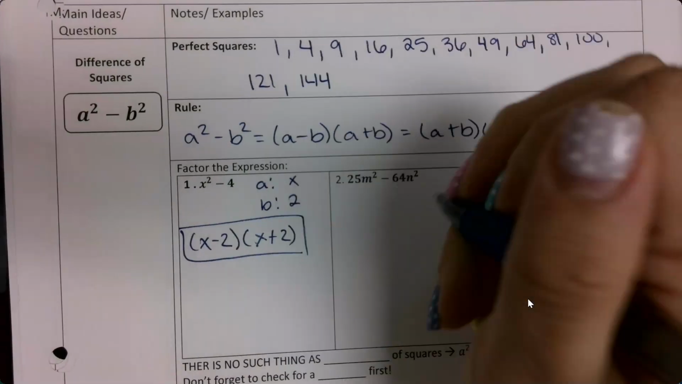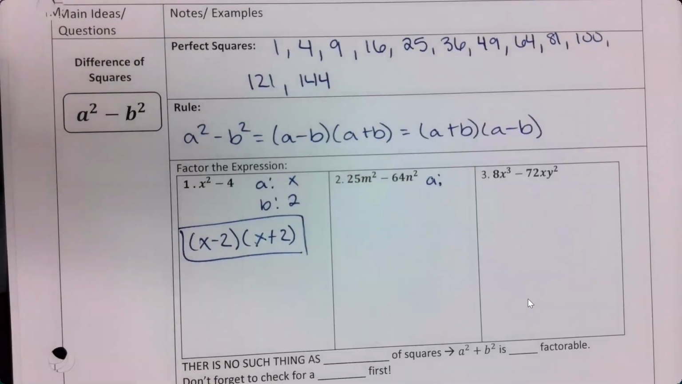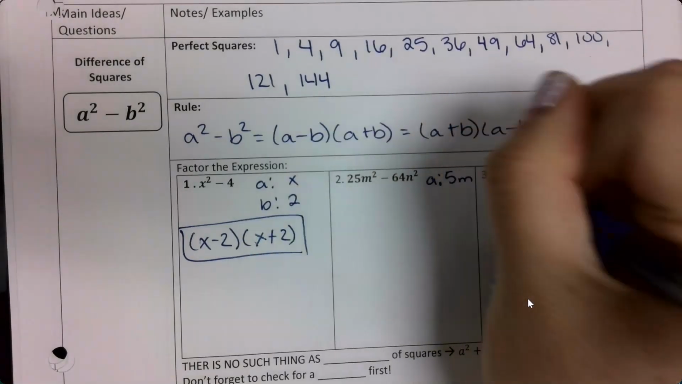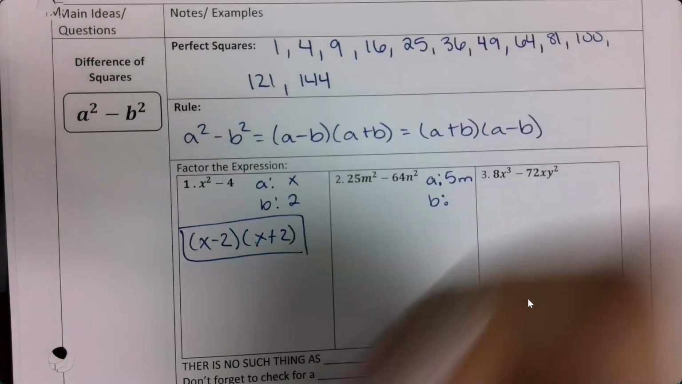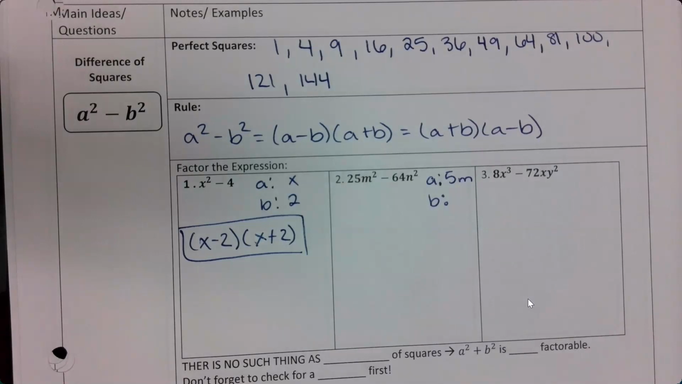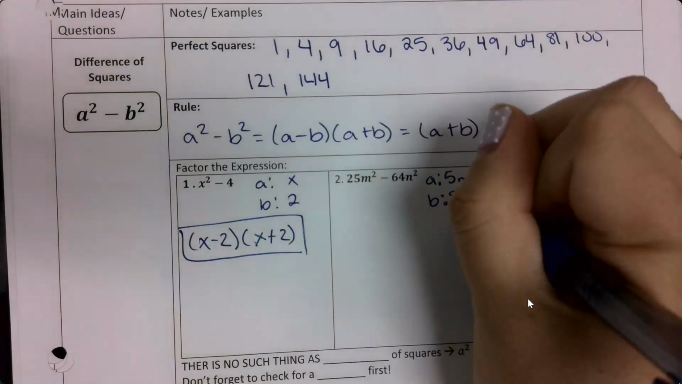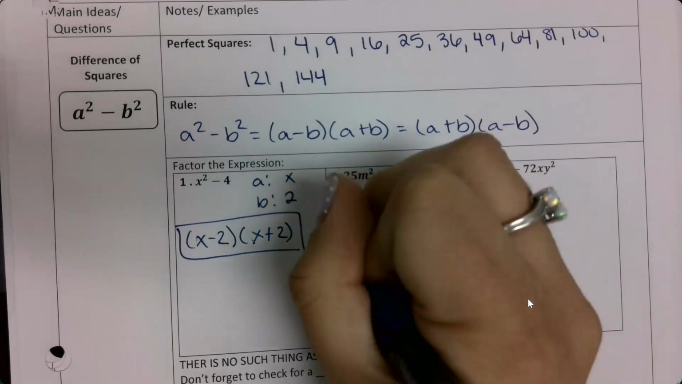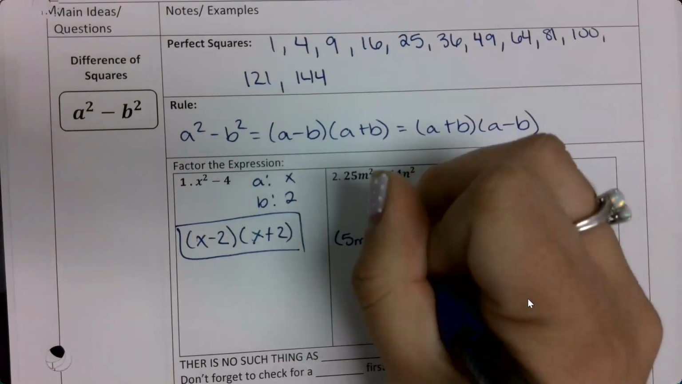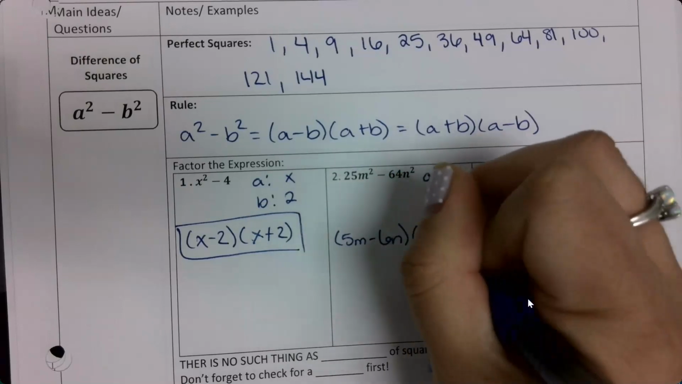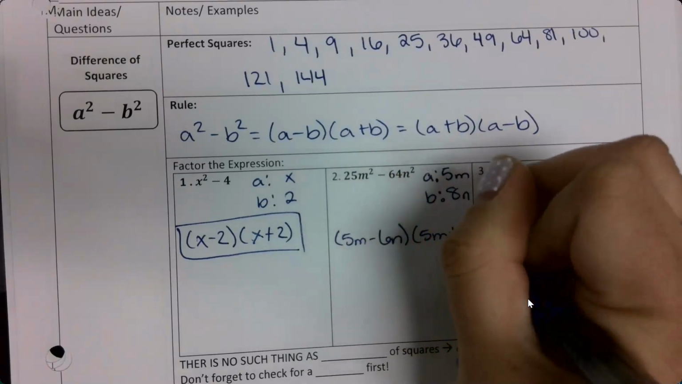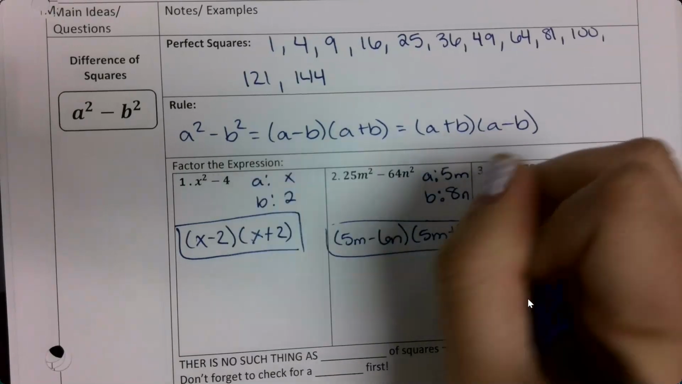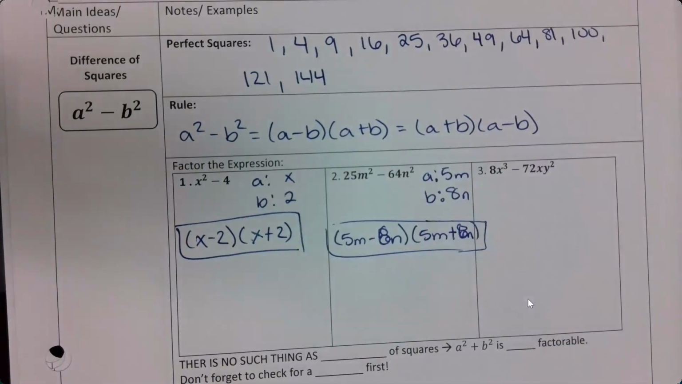Okay, so on number 2, what is the square root of 25m squared? 5m. And the square root of 64n squared? 8n. So then just plugging into my formula, it's going to be 5m minus 8n, and then 5m plus 8n. You're right, I don't know where I was getting 6 from.